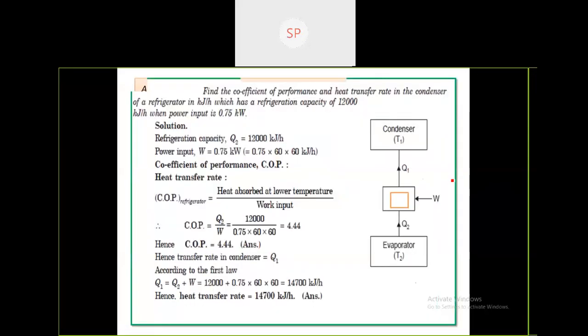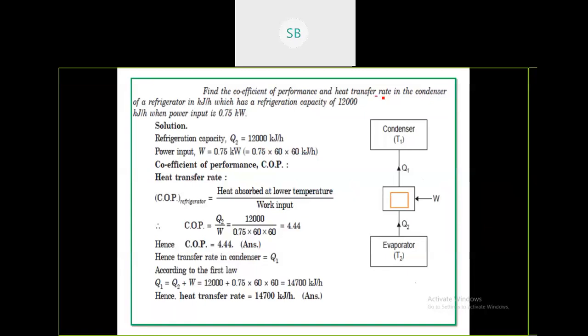Okay, so we are moving to the second example. The question is: find the coefficient of performance, which means we have to find the COP. And the heat transfer rate in the condenser of a refrigerator, in kilojoule per hour, which has a refrigeration capacity of 12,000 kilojoule per hour, when the power input is 0.75 kilowatt. Now first of all, you should know what the system is.